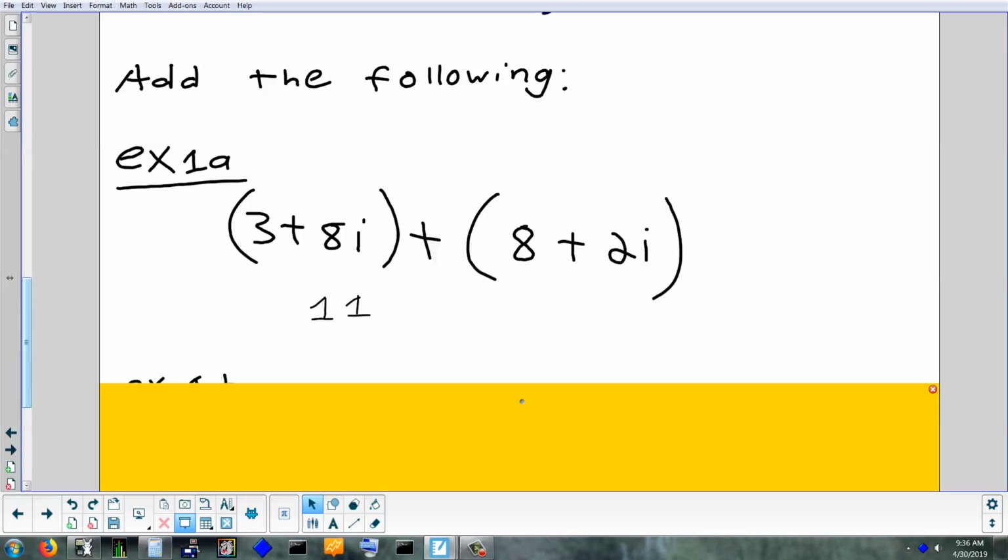Now, what's the imaginary part from the first number? 8. Imaginary part from the second number? 2. And when you combine, specifically when I say combine, I mean add this time. 8 combined with 2 gives me 10. And what do I have to put with it? An i, so we remember that it was imaginary. So 11 plus 10i, and that's your answer. Any questions on that?